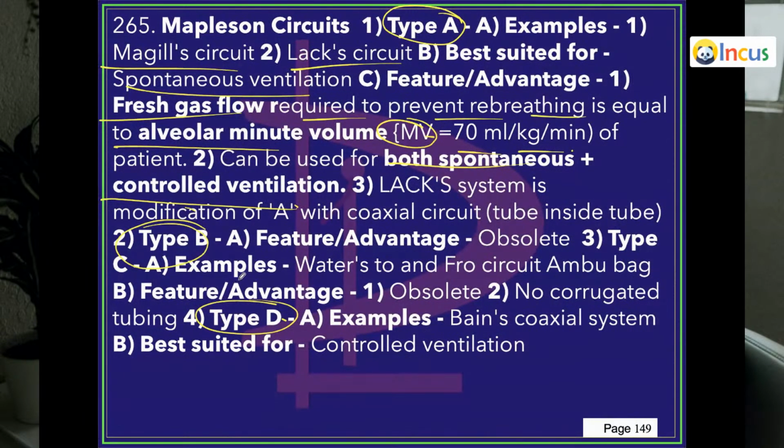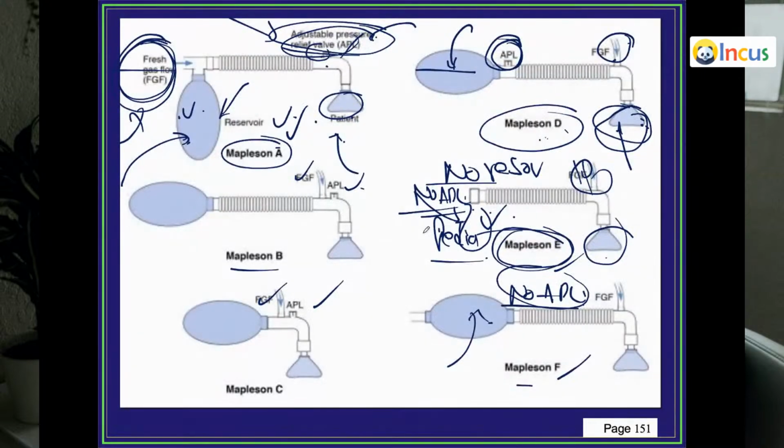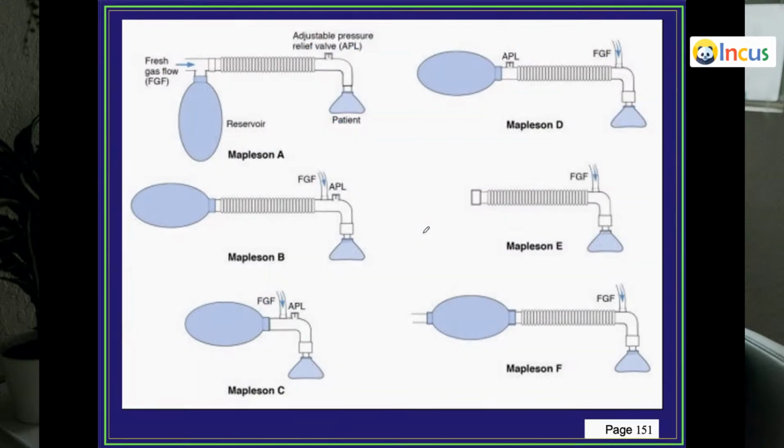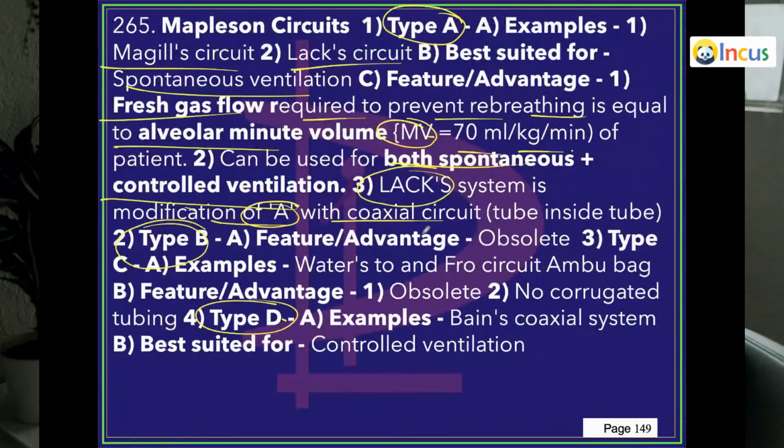Basically, the Lack system is a modification of A where there is a coaxial circuit, that is, tube inside the tube. So Mapleson A is also called Lack when the tube is inside the tube, is what you need to remember. Then Type B, it is obsolete. No point in remembering it.